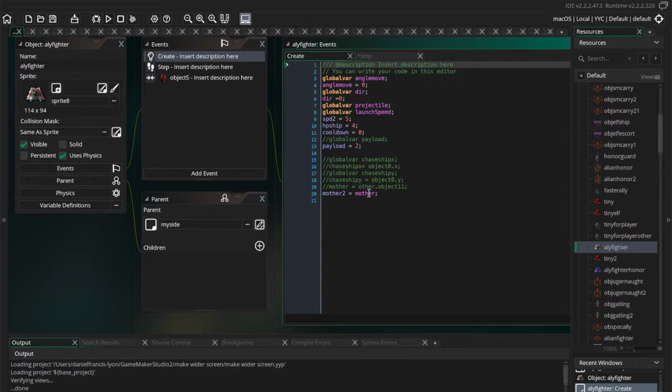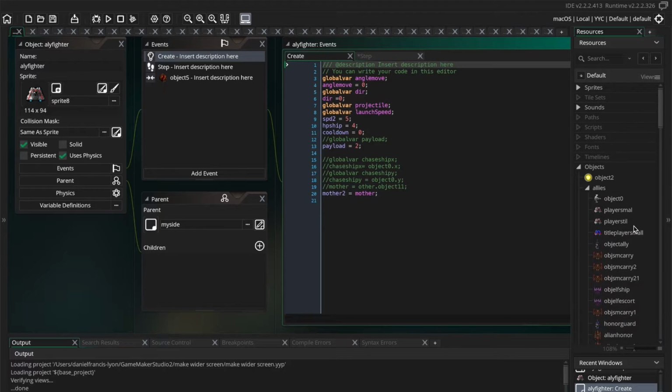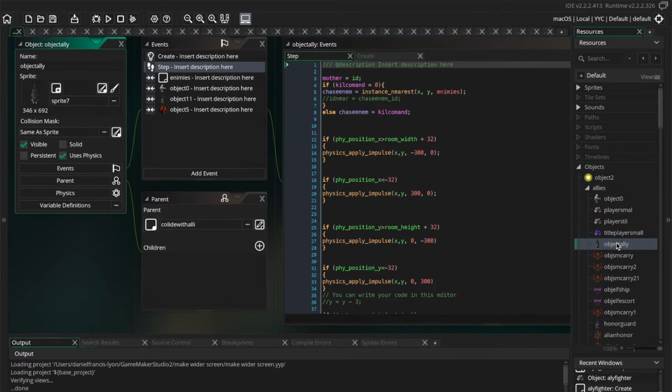Mother2 equals the ID of the mothership that created it. Because at the very instant this fighter is created, the global variable mother equals the ID of the mothership that created it. Mother equals ID.